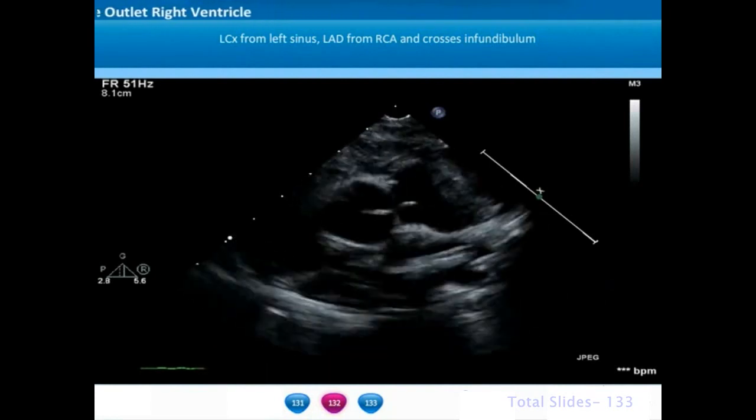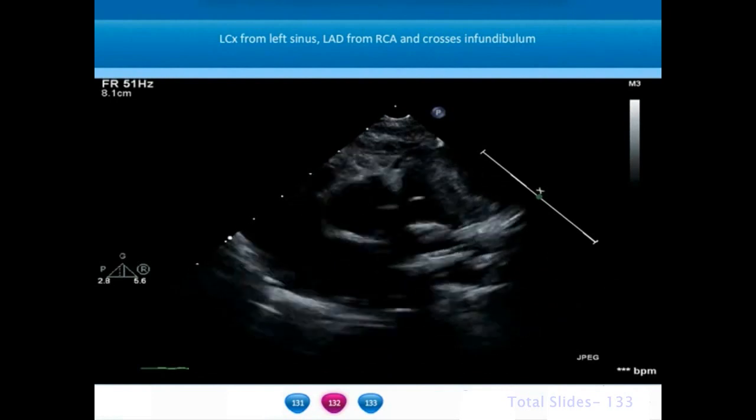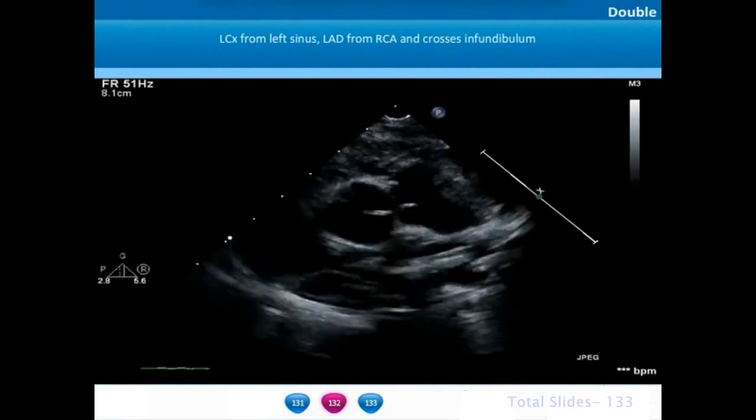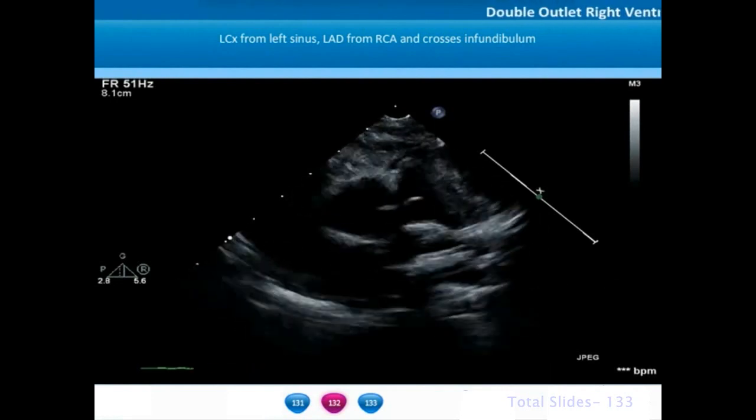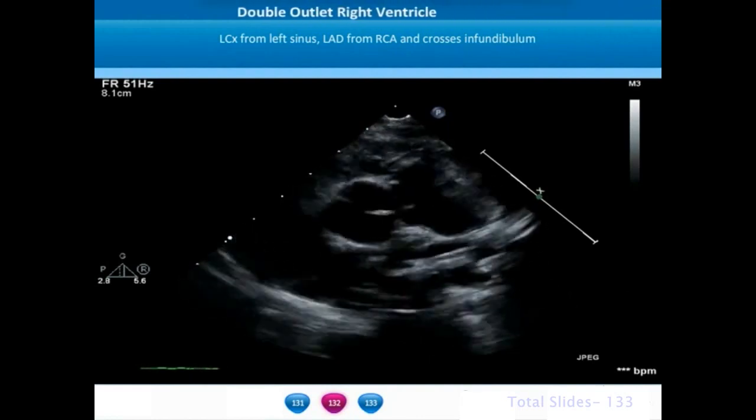A close view of the aortic root demonstrates the right coronary artery arising from the anterior sinus. The big left anterior descending coronary artery comes off as a branch from this right coronary artery and crosses the right ventricular infundibulum anteriorly.